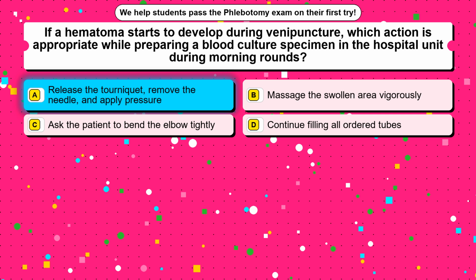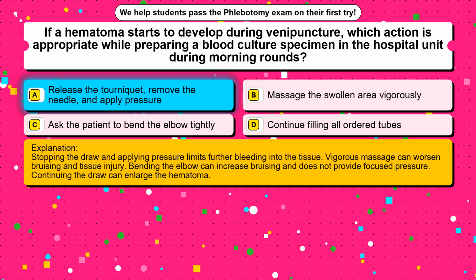The correct answer is option A. Release the tourniquet, remove the needle, and apply pressure. Stopping the draw and applying pressure limits further bleeding into the tissue. Vigorous massage can worsen bruising and tissue injury. Bending the elbow can increase bruising and does not provide focused pressure. Continuing the draw can enlarge the hematoma.